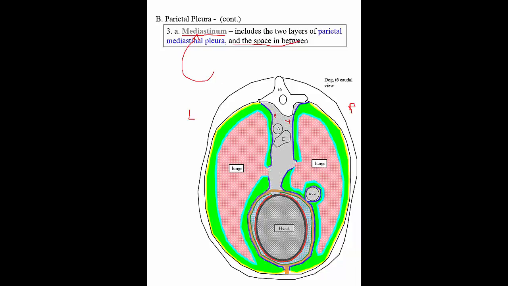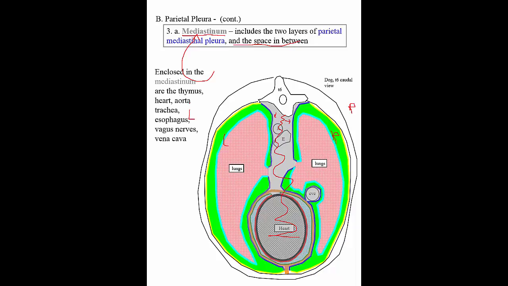So if we shade it in with gray, including those two blue lines, anything within this gray space is considered to be within and part of the mediastinum, or the hallway. Basically this is the space between the left and right pleural cavities and the left and right lungs. Enclosed within the mediastinum are structures and organs such as the thymus, the heart, the aorta, trachea, esophagus, vagus nerves, and vena cava, which we'll talk about later.